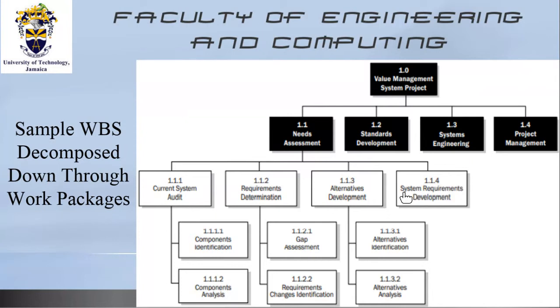At level 3, we can cost it. Alternatives development, we cannot cost it here because of the amount of work involved at 1.1.3. We have to further break it down into 2 additional sub-deliverables, which is alternatives identification and alternatives analysis. So in breaking it down, now we are in a position to determine the amount of man hours required. Based on the nature of what needs to be done, you will also need to determine the knowledge base of the individual who's going to do this work so you can cost it.